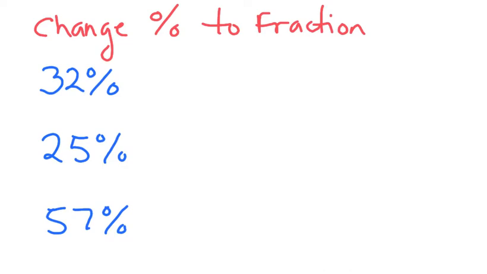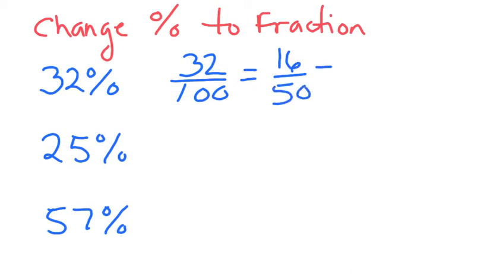To change a percent to a fraction, remember that percent means out of 100. Take the percent, put it over 100, and then reduce. You don't need a percent sign anymore. You're changing it from percent to fraction. So this reduces to 16 over 50, which keeps reducing till you get to 8 over 25.